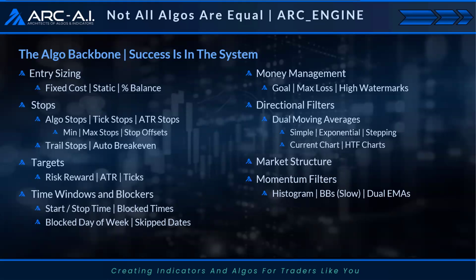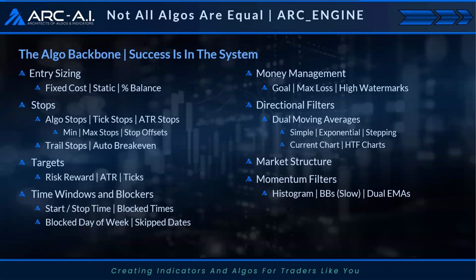Dynamic stops based on the algos. We're going to look at that as we go through each algo here today. And then a number of different target options: risk rewards, ATRs, static ticks, time windows, blockers, days of the week, skipped dates. So if you want to skip backtesting on holidays, 4th of July, Labor Day, Memorial Day, and so on, you can block those. And not only can you block it from the backtesting, but you can also block it from trading those days moving forward, which is pretty cool.